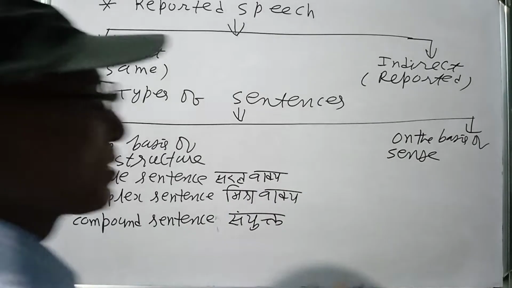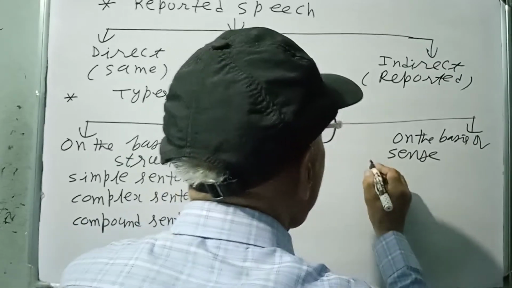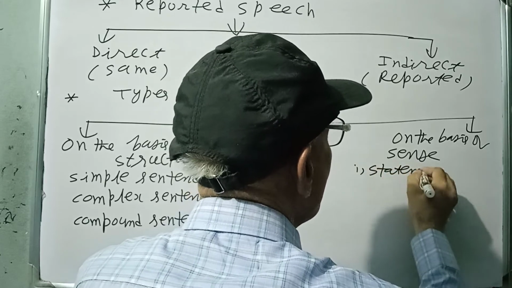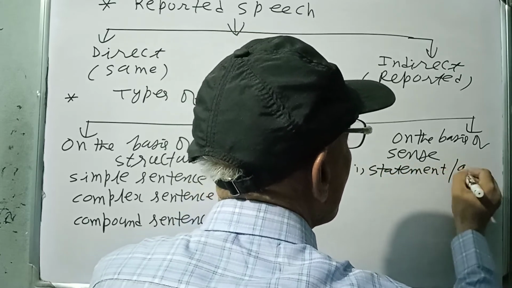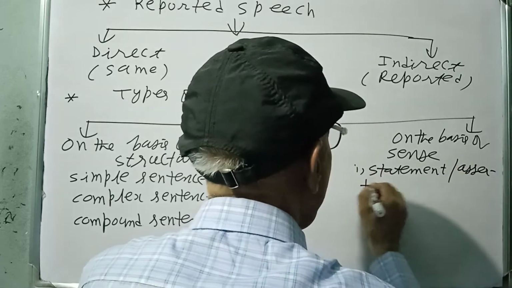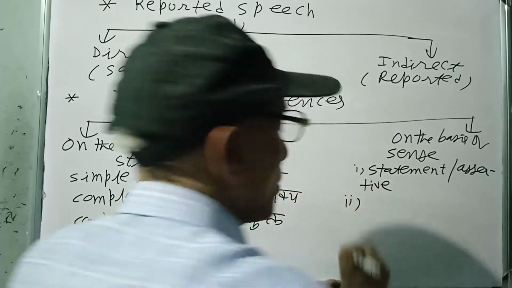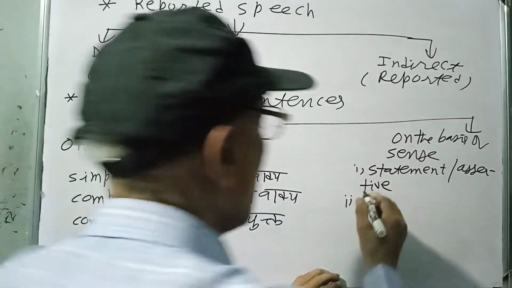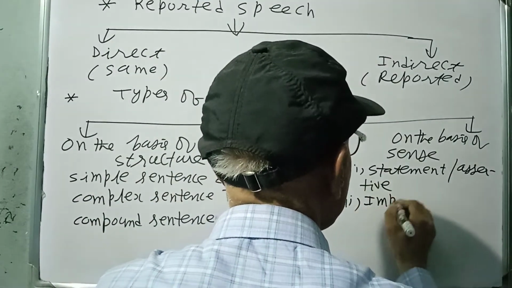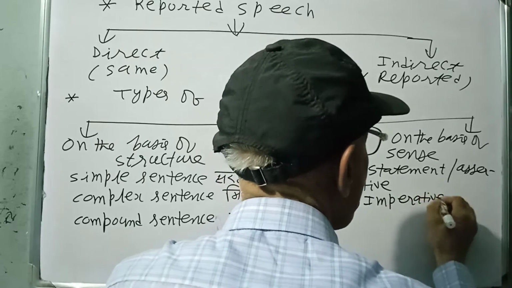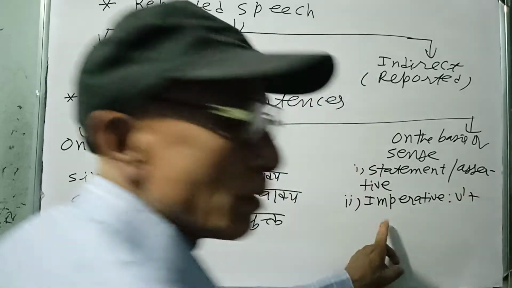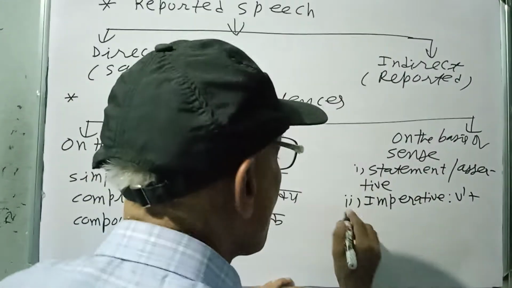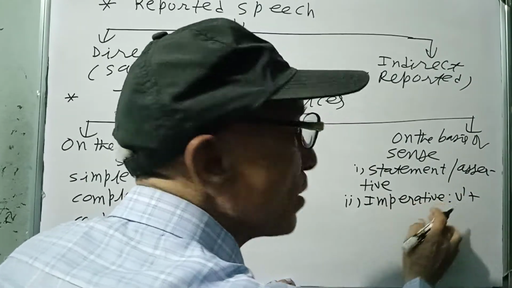On the basis of sense, there are five types. Number one, statement or assertive sentence: subject, verb, object. There are two types, affirmative and negative. Another is imperative sentence. It gives order, request, command, etc. Prohibition is also an order, so these are imperative sentences.